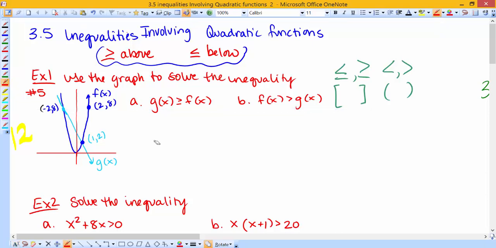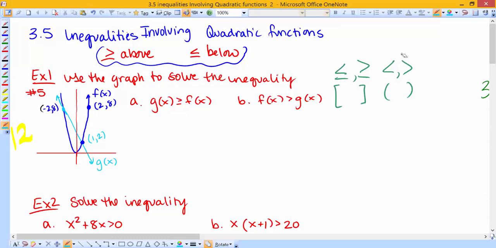So in example 1, which is like number 12 from your quiz, you are given a parabola with a secant line. So we need to remember a secant line is a line that does go through the parabola. It will intersect at 2 points. It's going through it. F of x is your parabola. G of x is your line.